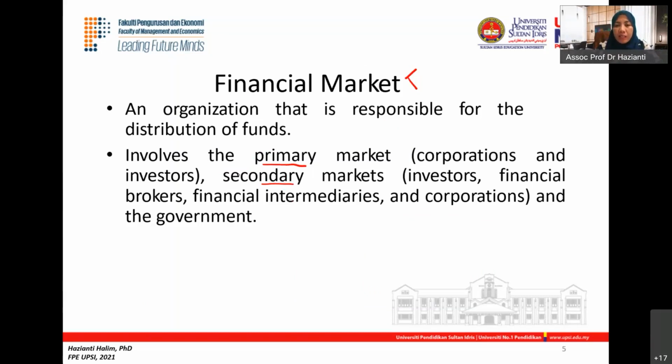So when we talk about secondary markets, we have you and me as the investors, financial brokers, right? We have brokers here, the agents, the financial intermediaries, and also corporations. So corporations can be both in the primary market and also in the secondary market. And don't forget that we also have the government, right? So in our case, in Malaysia, we have Bank Negara that governs everything about our financial market.